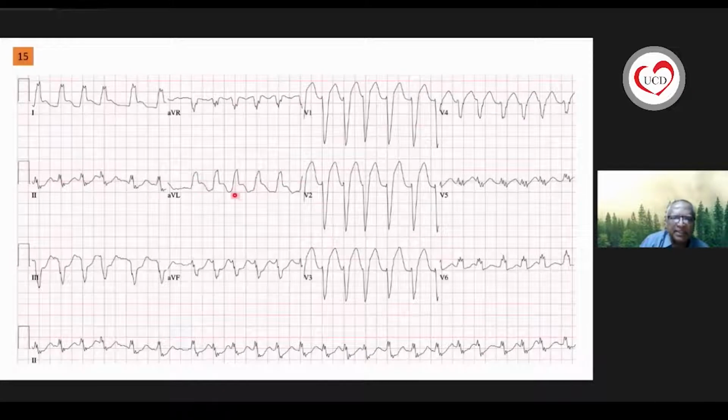and Sgarbossa criteria would be useful to make a diagnosis. This is a typical example where the patient has an ST elevation in the lateral leads in the presence of a left bundle branch block, and this patient should be immediately either taken to the cath lab or they need thrombolysis.